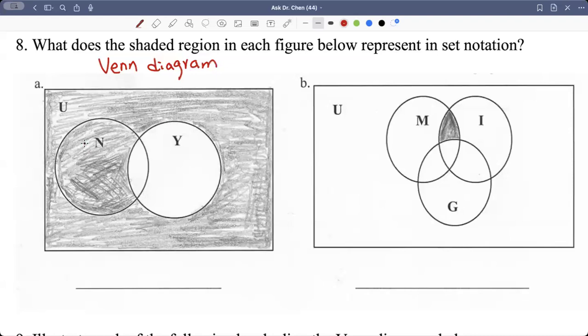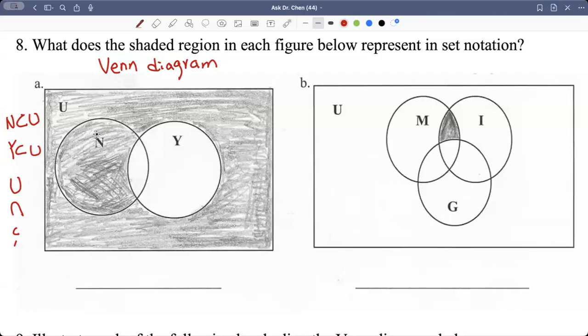So here we have N as a subset of U. We have Y as a subset of U. All right, so the question wants us to represent the shaded region with the sets and the operations. We have three operations: union, intersection, and complement. For complement, we use C or an apostrophe.